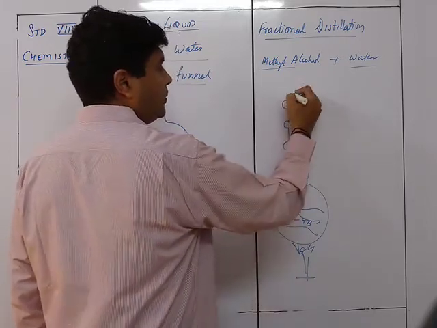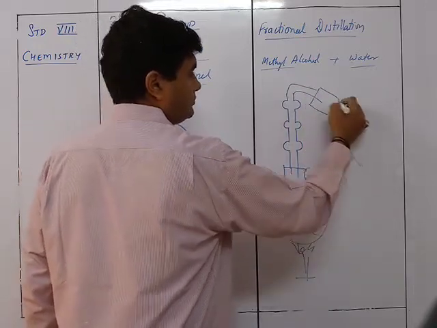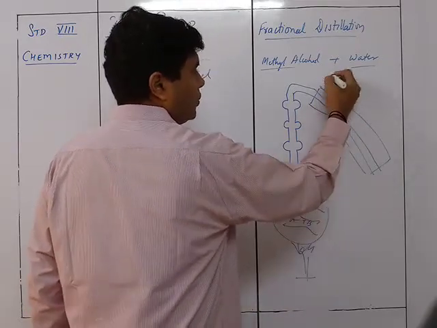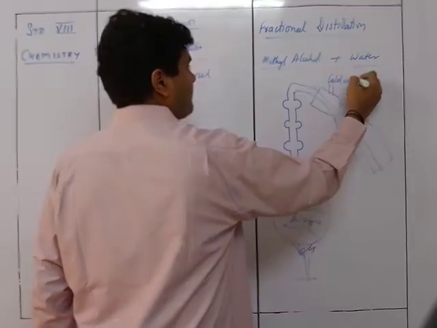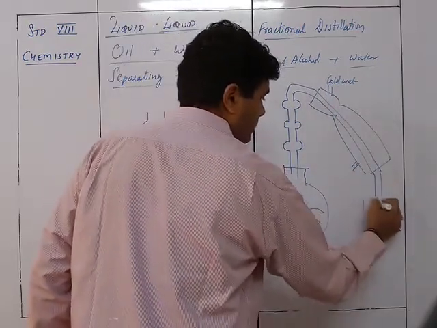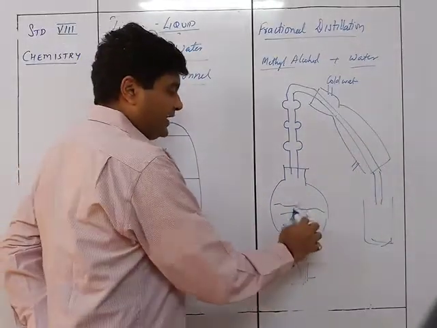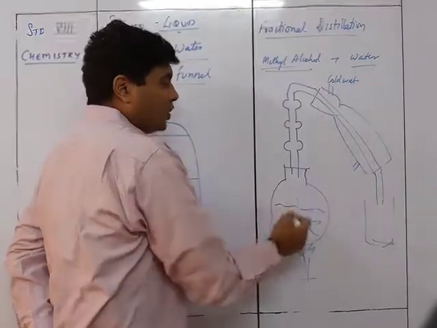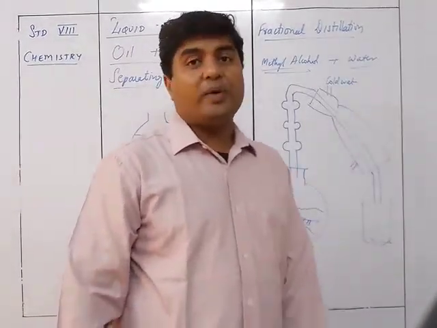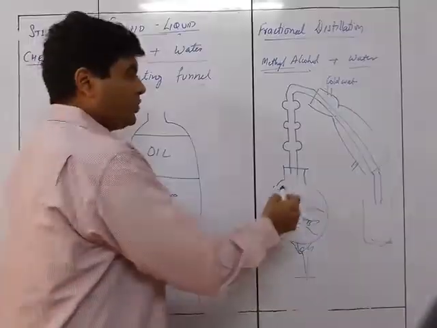And over here will be the condensing part, with a cold water outlet, and these will be the drops coming into the beaker. What happens when you start heating it is that methyl alcohol will get converted into vapors very easily, because at 80 degrees itself it is going to form vapors. So that is going to come over here.